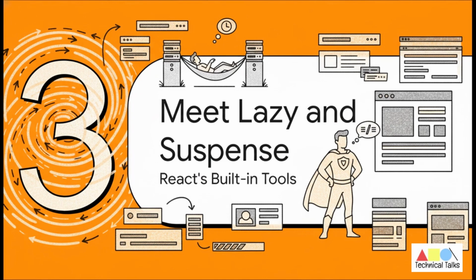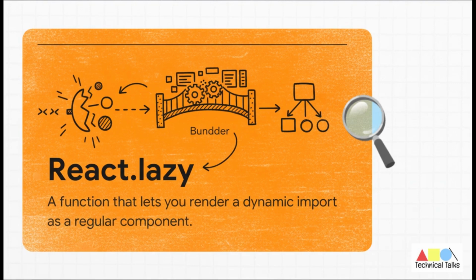Okay, that's cool for the bundler, but how do we handle this inside of React itself, right? This is where our two heroes enter the scene, React.lazy and Suspense. These are the incredible tools React gives us to make this whole code splitting thing practically effortless. So first up, we have React.lazy. It's a function, and what it does is it takes one of those dynamic import calls and wraps it up so it looks and acts just like a regular React component. It's basically the bridge that connects the bundler's code splitting magic to your React app.